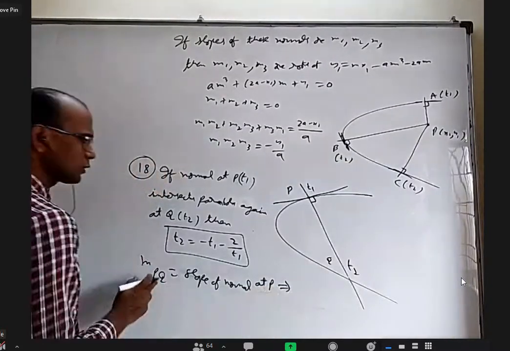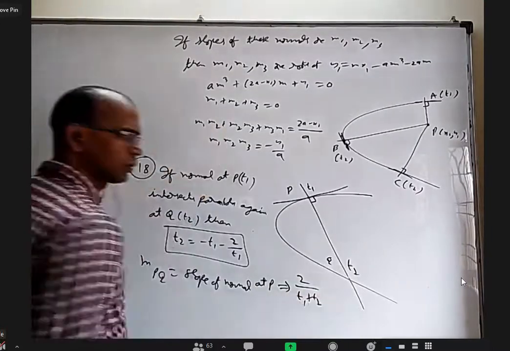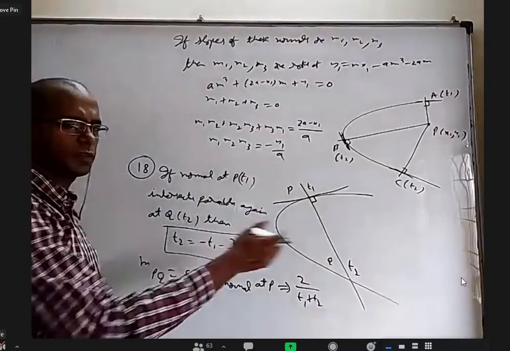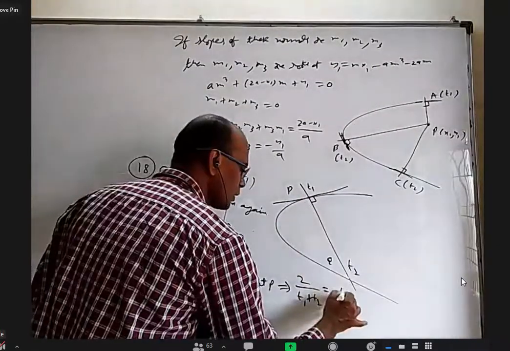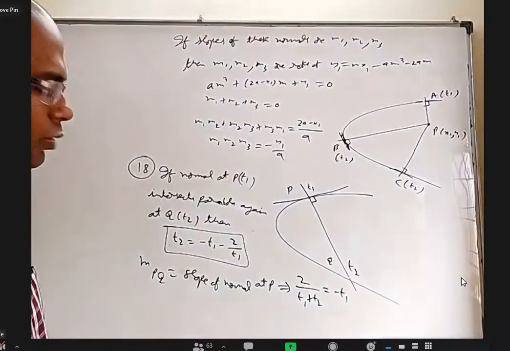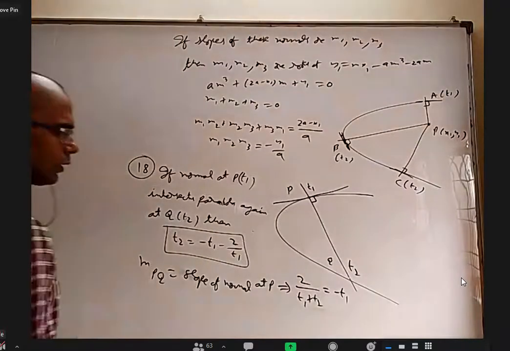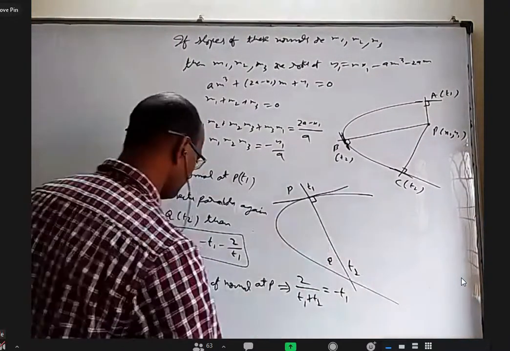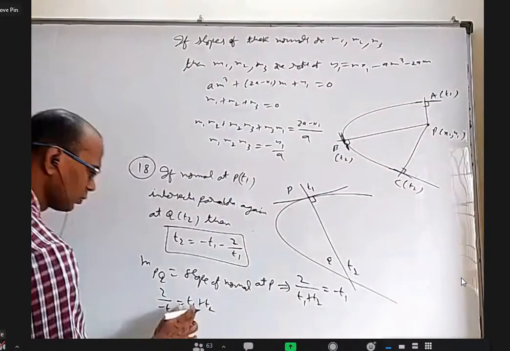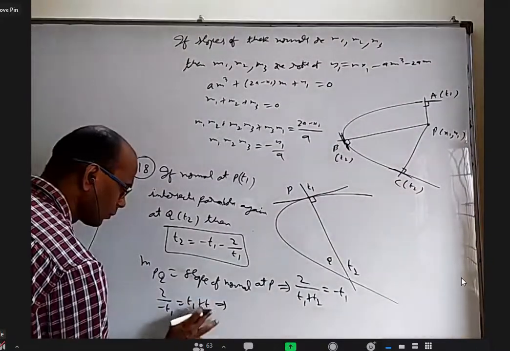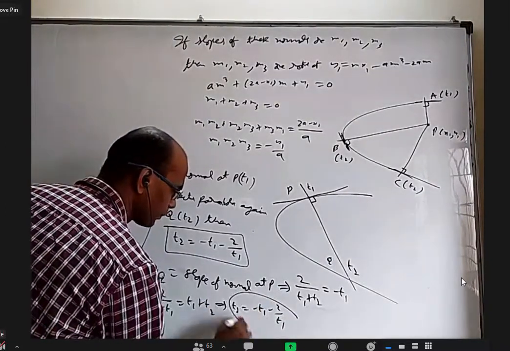What is the slope of PQ? The chord joining T1 and T2 has slope 2 by (T1 plus T2). Yesterday we derived this, simply (y2 minus y1) by (x2 minus x1). That should be the same as the slope of the normal, and the slope of the normal is minus T1. At (a T1 squared, 2a T1), the slope of tangent is 1 by T1 and the slope of normal is minus T1. Bring this T1 down and this one up. You will get 2 by minus T1 equal to T1 plus T2. Bring this T1 this side. You will get T2 equal to minus T1 minus 2 by T1.